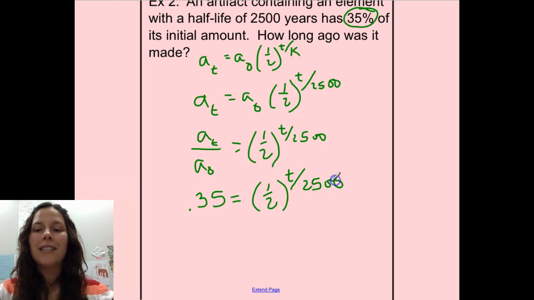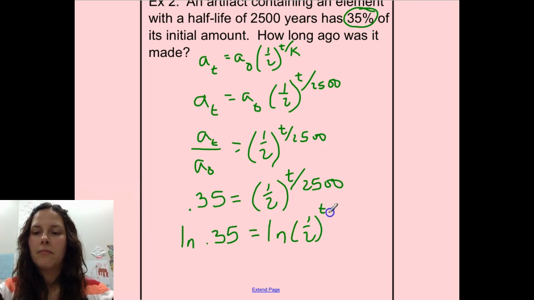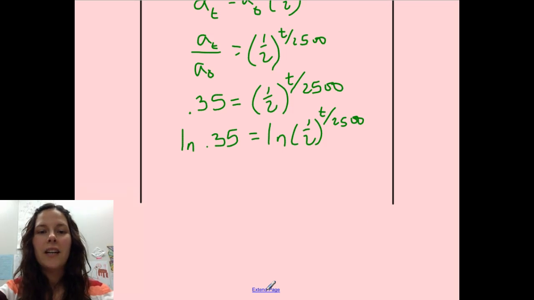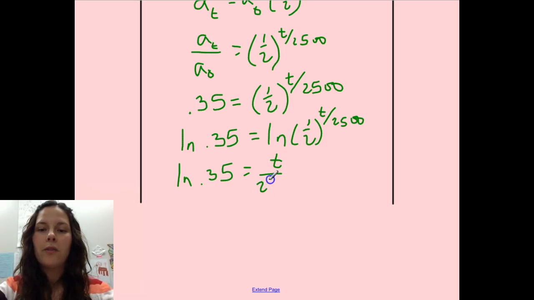Remember, when the variable is in the exponent, in order to get it out, we're going to use that power rule with logs. So we first need to take the log of both sides. You can either use the common log or the natural log. I'm going to start by taking the natural log of both sides. On the right-hand side, I'm going to use my power rule and bring that exponent as a coefficient. So we've got t over 2500 times the natural log of 1/2.